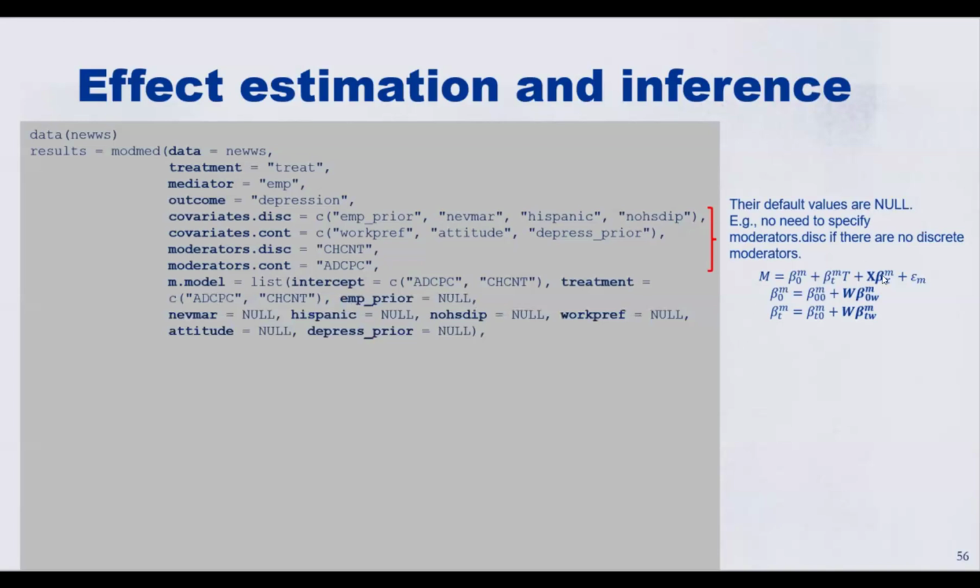While for the other covariates, including employment prior, etc., these are not moderated, so they are equal to NULL.